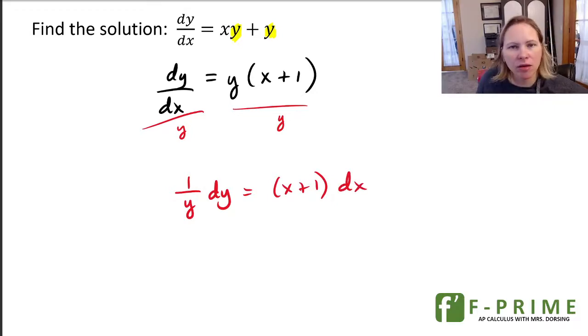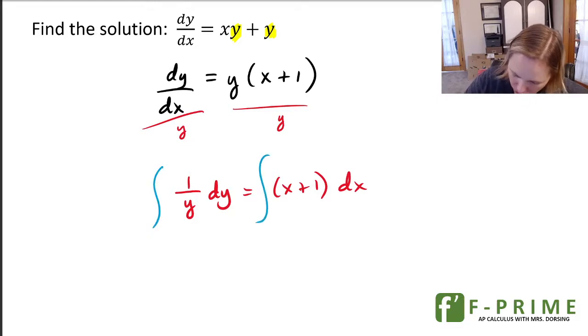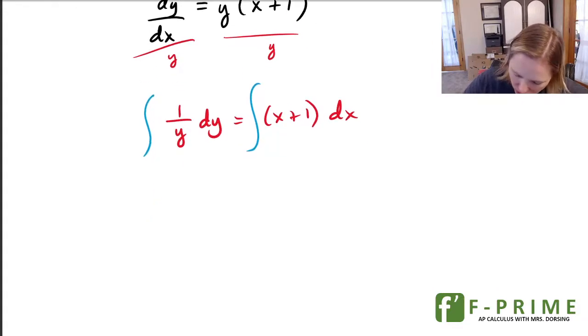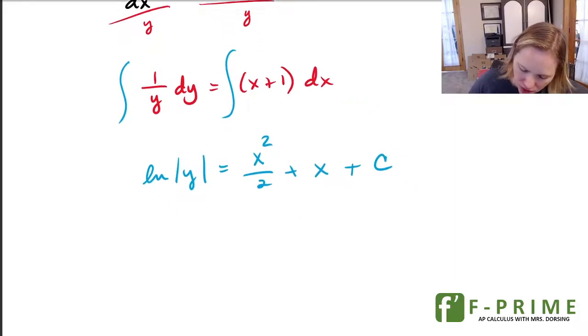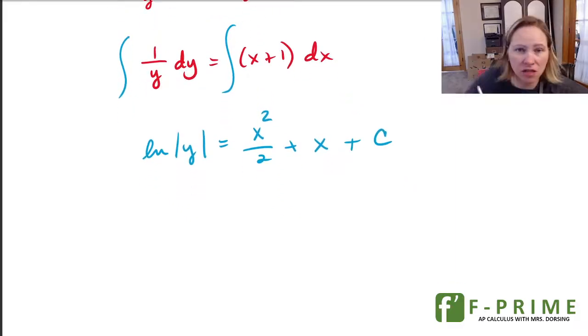Now I'm ready to integrate both sides with respect to their variables. So integrate, here we go. Natural log of the absolute value of y equals x squared over 2 plus x plus c. All right, here we go. This is going to be another one of those e to the whatever problems where we're going to have to solve for our constant a little bit later on because we have that absolute value of y. So let's raise both sides as a power of e.